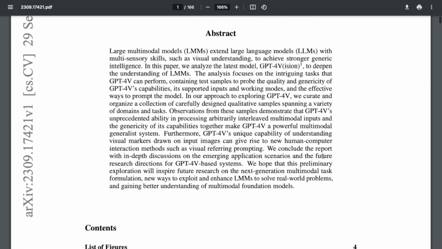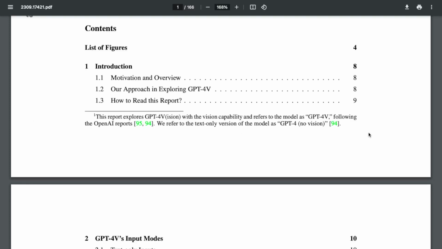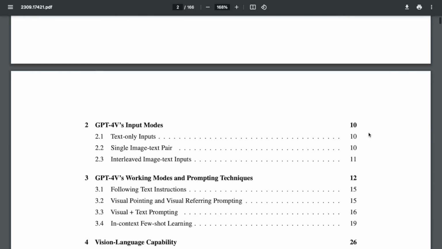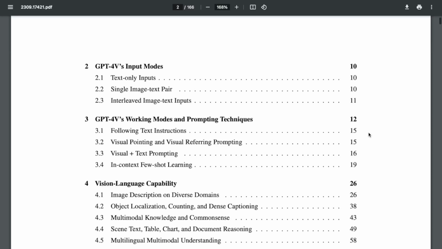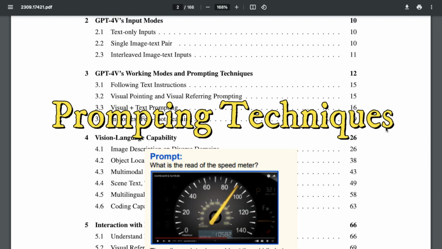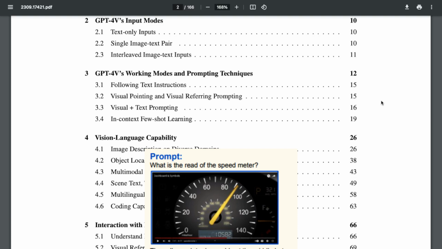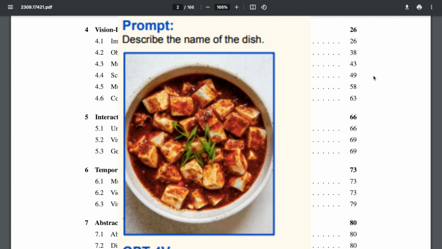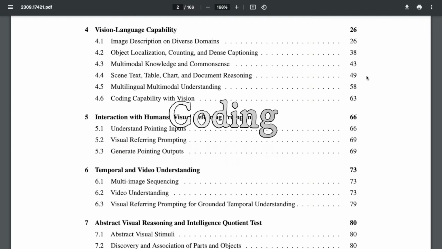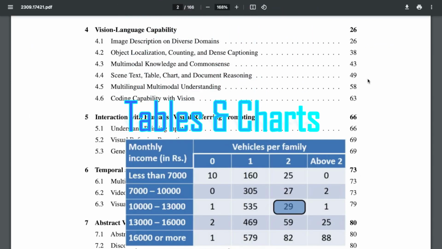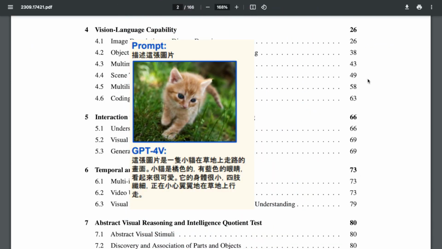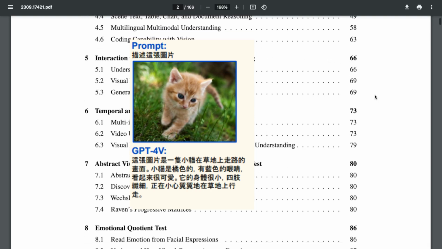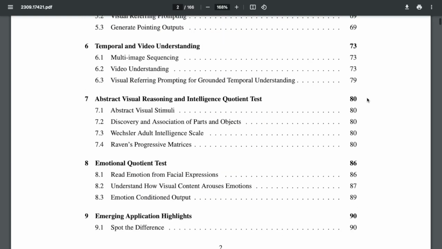This paper talks about pushing GPT-4V to the limit. I'm talking about testing it on different use cases. We'll look at the different input modes across GPT-4V and how they were tested. This includes the different ways you can interact with GPT-4V. We'll also look at the prompting techniques used to extract the maximum quality needed, how to describe images, how to localize images, use multilingual, multimodal understanding, coding capabilities, scene text, tables, charts, and a whole lot of interesting visual language capabilities. We'll also look at interactions with human, temporal and video understanding.